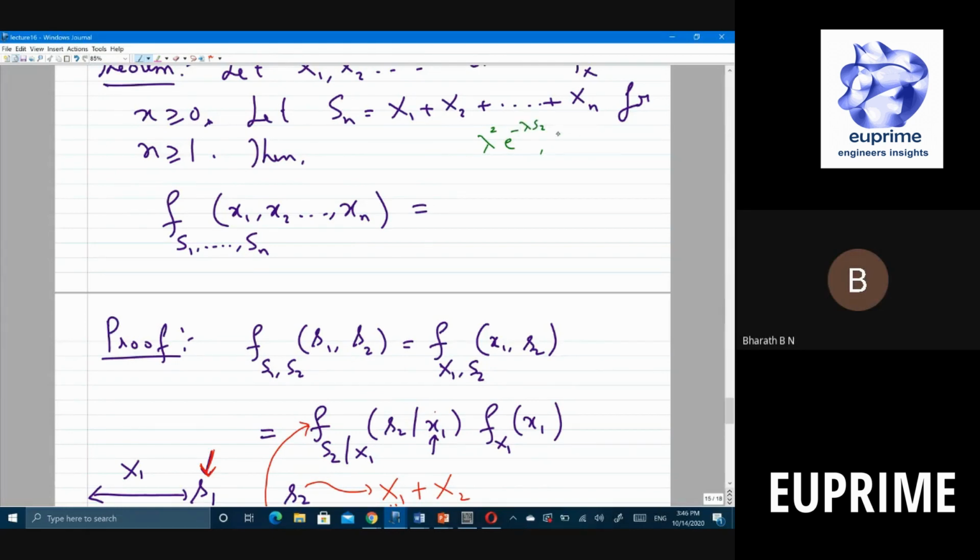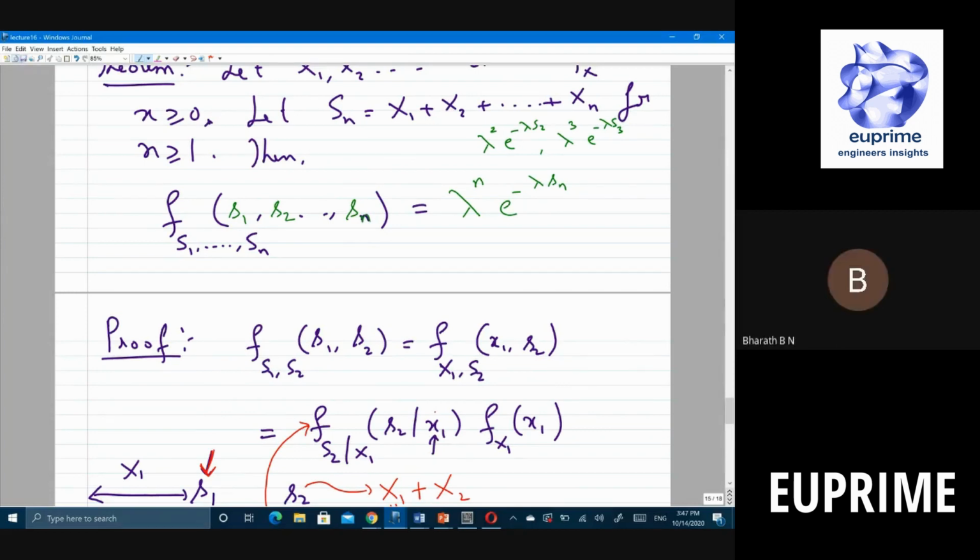What do you think the answer is for 3? For 3 it is lambda cubed e power minus lambda S3. So in general, this would be lambda power n e power minus lambda Sn. Is that fine? Let me change the notation: this is S1, this is S2, this is Sn.